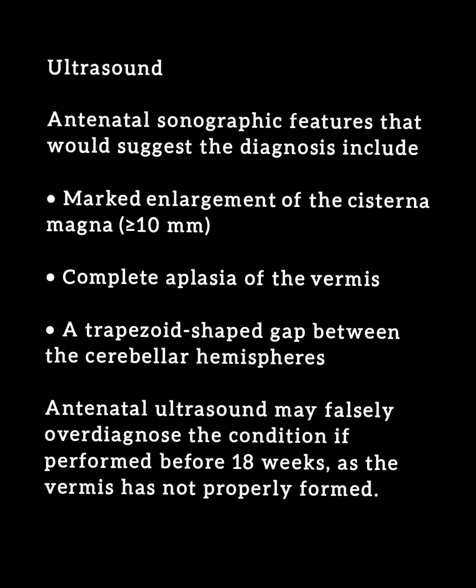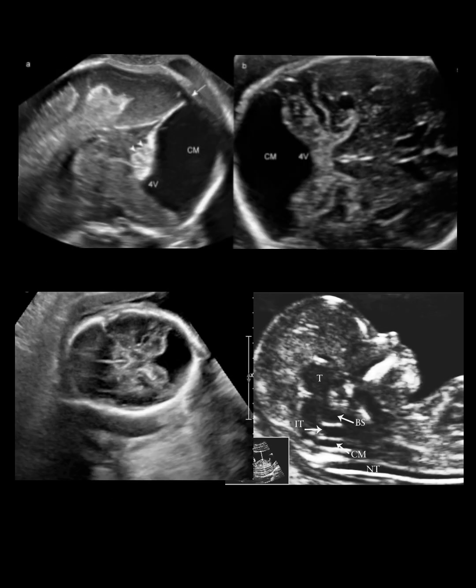Radiographic features. Ultrasound. Antenatal sonographic features that would suggest the diagnosis include: marked enlargement of the cisterna magna, greater than or equal to 10 mm. Complete aplasia of the vermis. A trapezoid-shaped gap between the cerebellar hemispheres. Antenatal ultrasound may falsely overdiagnose the condition if performed before 18 weeks, as the vermis has not properly formed.